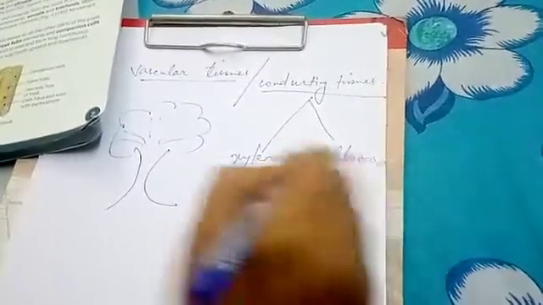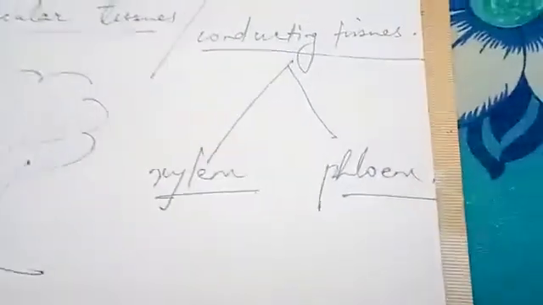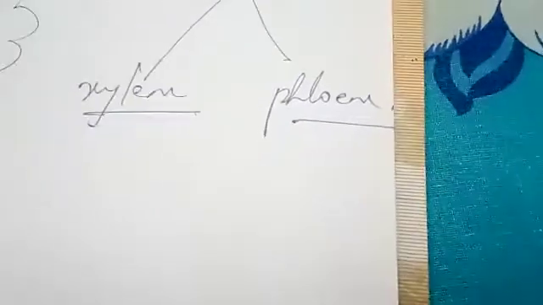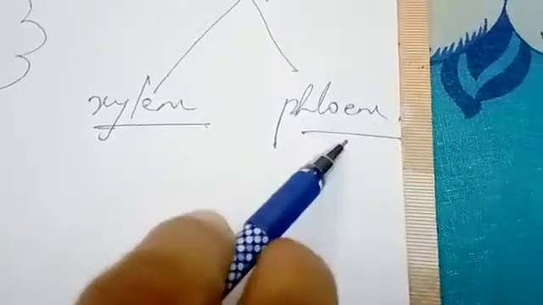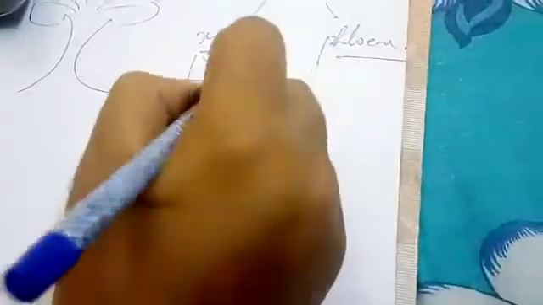This xylem and phloem you have already read in class 7, children. In that you have read how xylem helps in transportation of water and minerals and phloem helps in the transportation of prepared food. Here also we will read that, but in this class you will read in much more detail. So now let's see what things are present in xylem. There are 4 components present in xylem. What are the components of xylem?